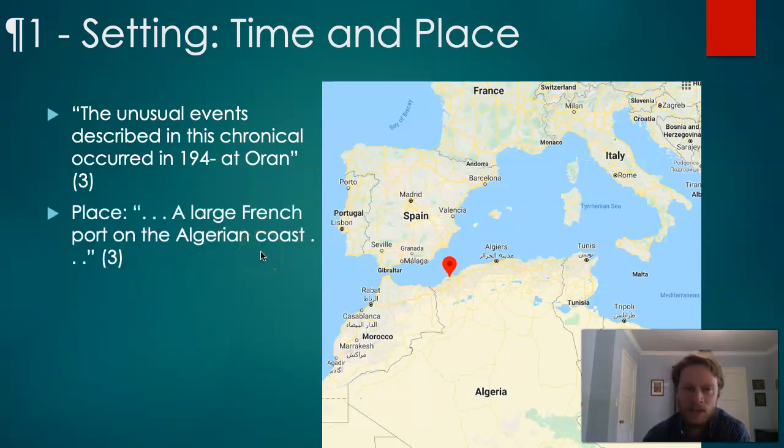The place, a large French port on the Algerian coast. So you can see on the map here where Oran is. It's across from Spain, and Algeria is a country that was colonized by the French between 1830 and 1962. So there's some brief historical background for you. It's going to be interesting to see the tension and negotiation between these two cultures, the Western European culture and the North African cultures.